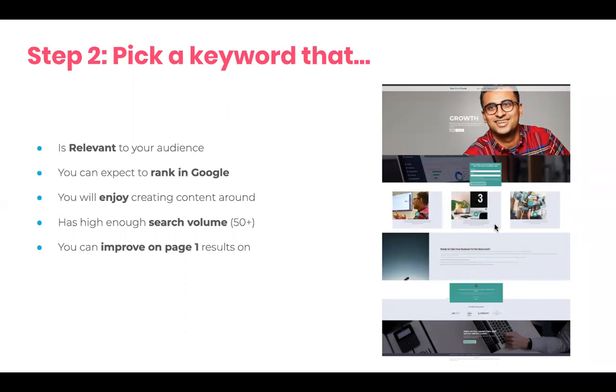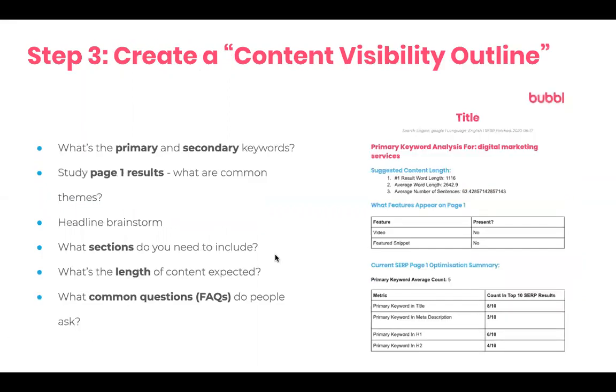So moving on, picking step 2. Once you've picked your keyword, we go into step 3, which is create a content visibility outline. And this goes back to the research that you've done in step 1, but now really starts drilling into it. The screenshot on the right is an example of just one half of our content visibility outline. It actually ends up being 3 or 4 pages, if not more.